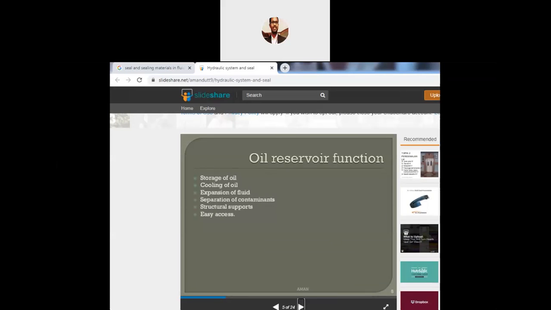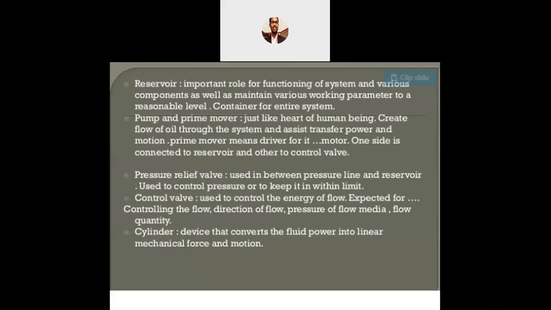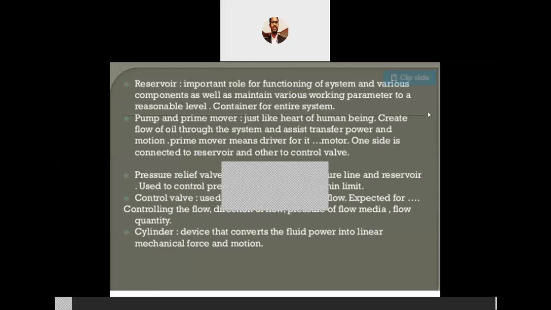This is the reservoir, oil reservoir functions and all. Okay. Different reservoirs have an important role in the functioning of a system. I have already explained this to you in the earlier stages.